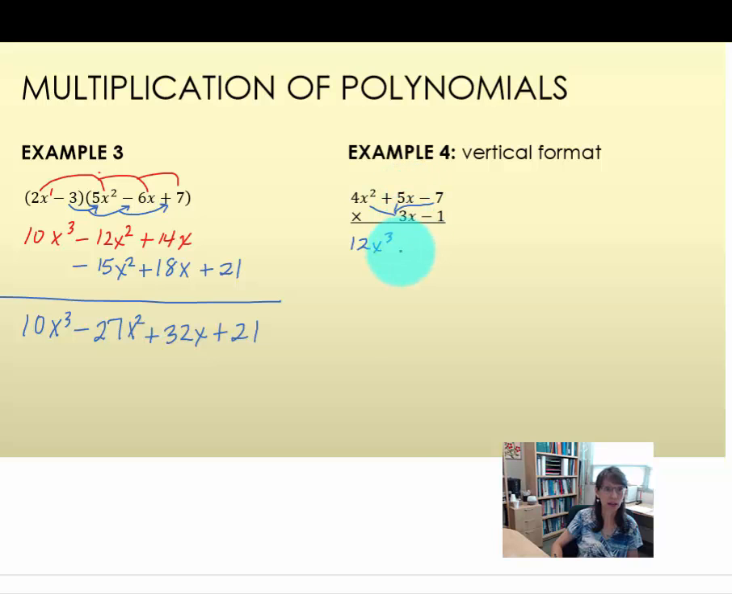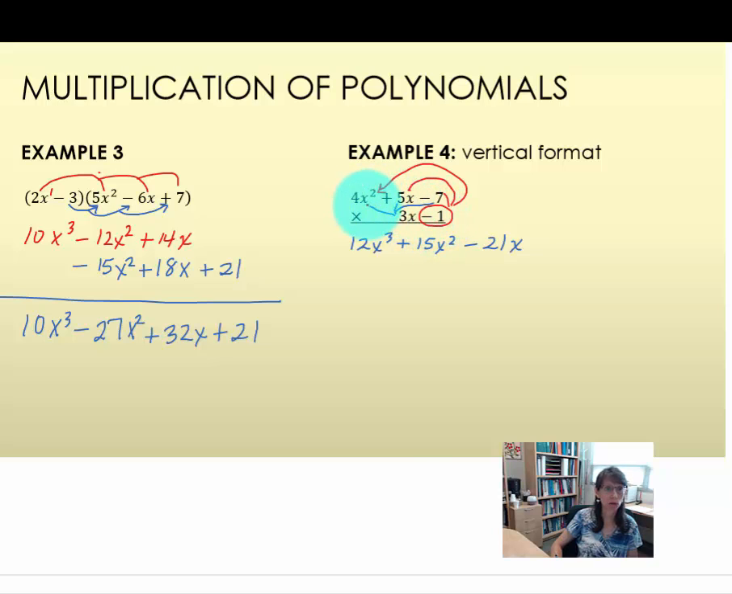3x times 5x would be plus 15x squared. Finally, 3x times negative 7 is minus 21x. Now I need to distribute negative 1 to each of the terms that's written above. And it doesn't matter if I start by multiplying the negative 7 or multiplying with 4, but I'll just keep going from left to right.